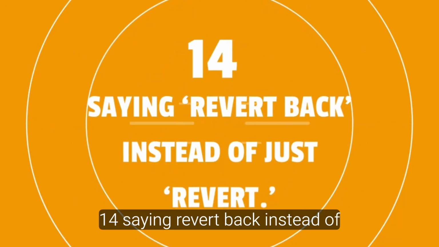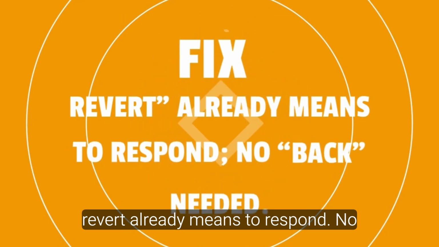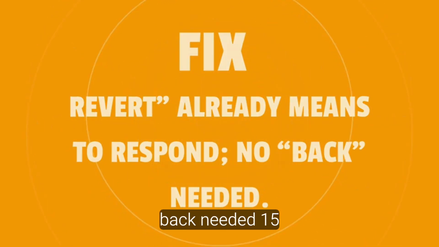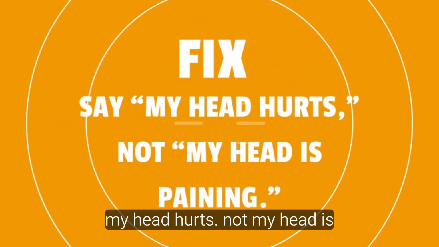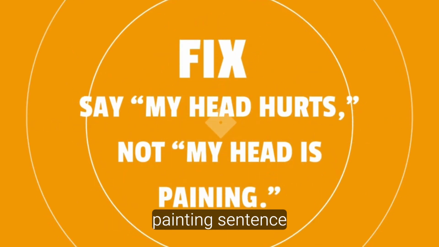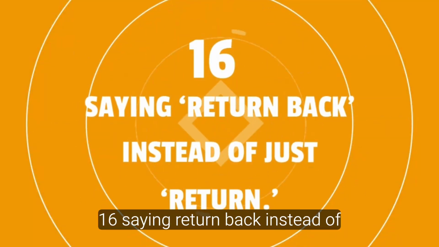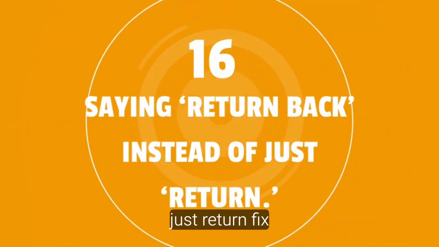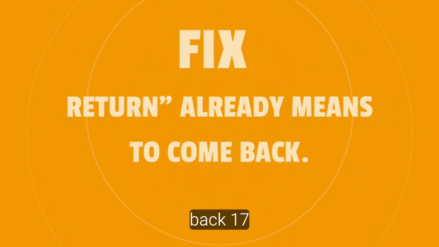14. Saying revert back instead of just revert. Fix, revert already means to respond, no back needed. 15. Using paining instead of hurting. Fix, say my head hurts, not my head is paining. Sentence structure errors. 16. Saying return back instead of just return. Fix, return already means to come back.